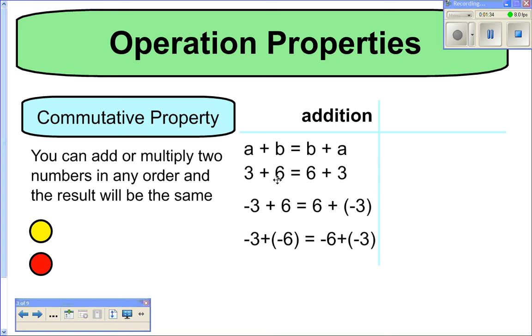We have 3 plus 6, which is 9. It doesn't matter if you have 3 plus 6 or 6 plus 3. 6 plus 3 is also going to be 9. What if we have a negative number?